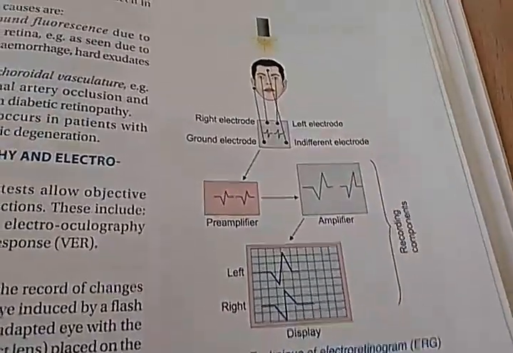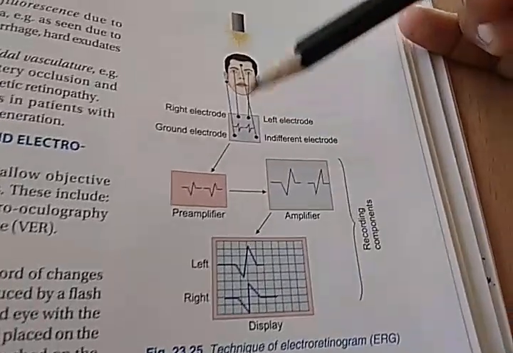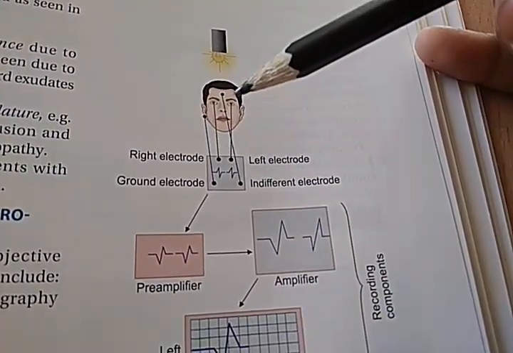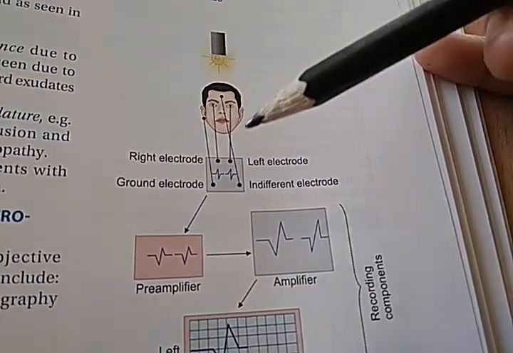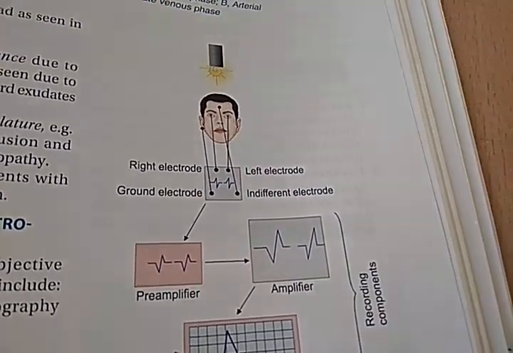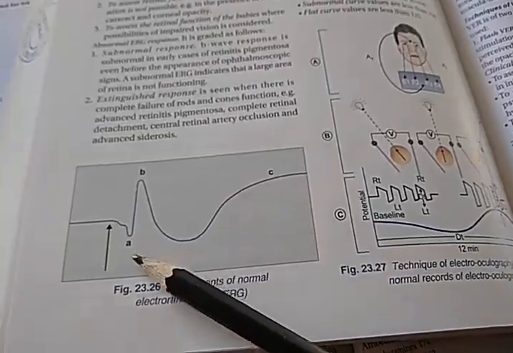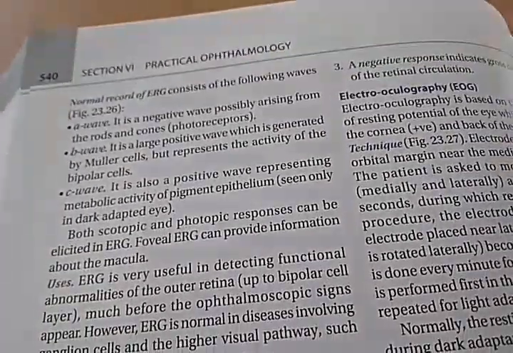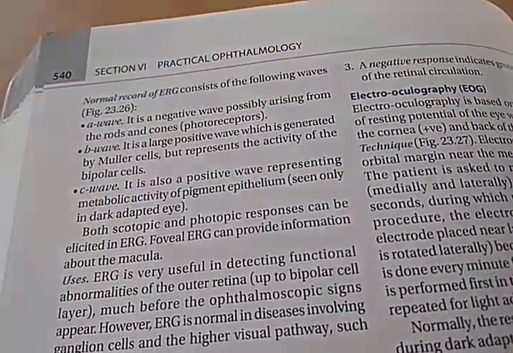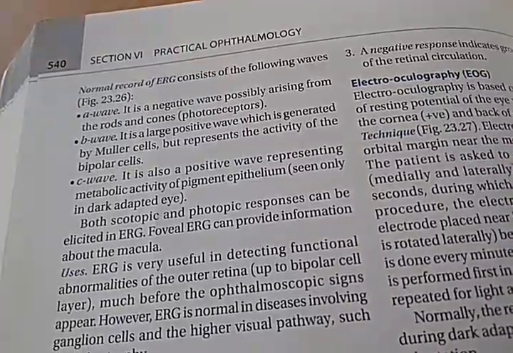Obviously. And here they are showing you the technique of electroretinogram, how they are recording. So they are putting some electrodes here. Right electrode, left electrode, ground electrode. Okay. Here the components of normal electroretinogram they have given A, B, C. A, what are they telling? Here they are saying A wave, it is a negative wave possibly arising from the rods and cones photoreceptors. B wave, Muller cells. C wave, am I telling something wrong?